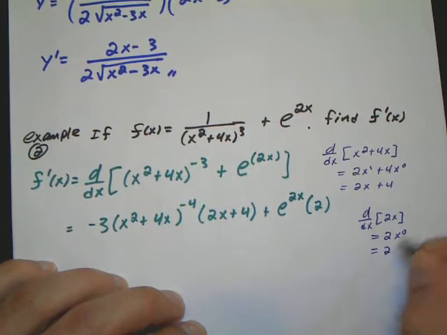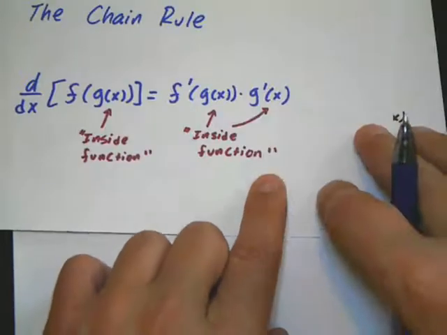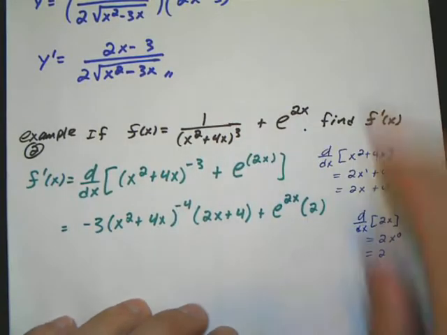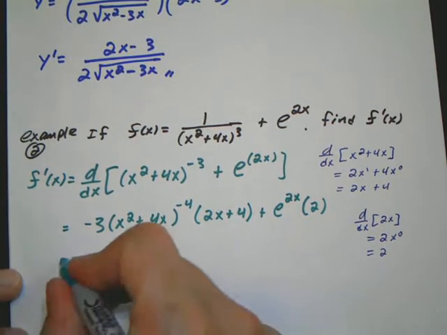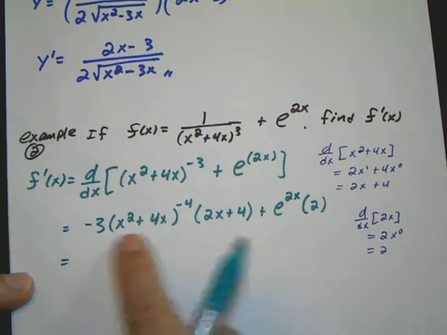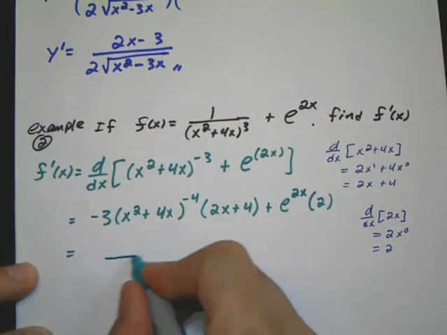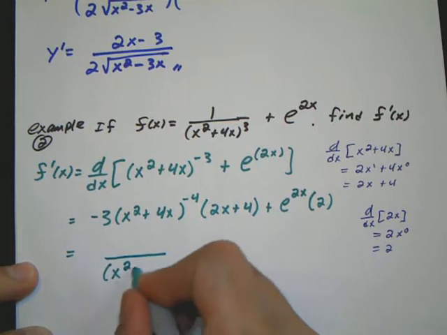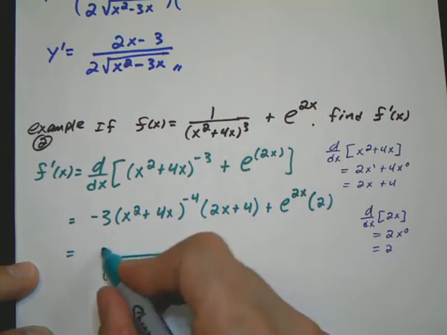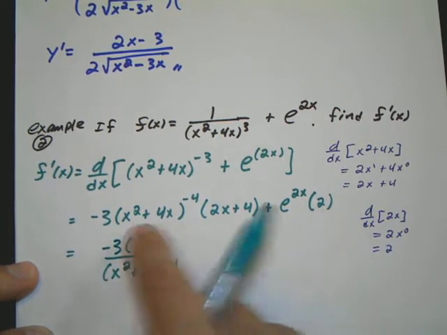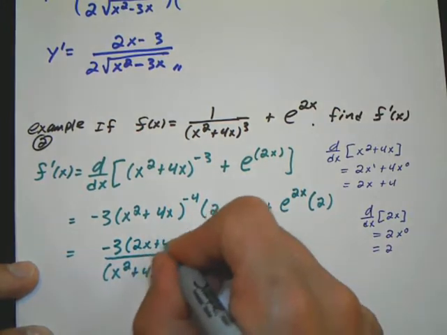Alright, and then simplifying this some more, with only the parentheses being affected by the negative exponent, only this is going to be in the denominator. So it's going to be x squared plus 4x to the 4th power. It's going to be negative 3. And since this is being multiplied, I can just put it as negative, or as 2x plus 4. And then I can just put this as plus 2 e to the 2x. And that's the derivative for f.